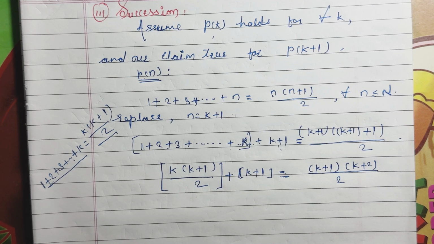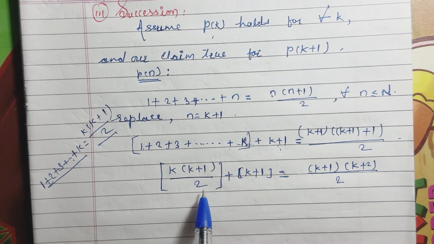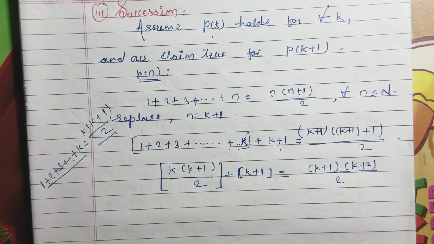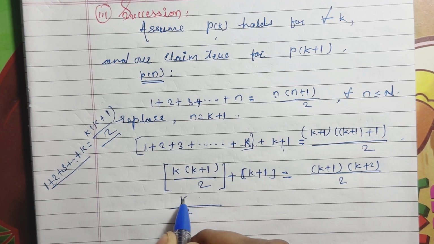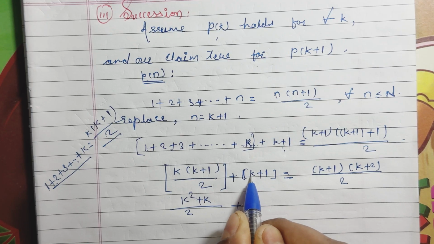This is our statement. Now our task is to show that the left hand side and right hand side are both equal, so that we can easily conclude our succession holds for all values of k plus 1. Now it has denominator 2, so make it denominator 2 here, so that we can take denominator 2 common. So 2 numerator here, k square plus k plus multiply 2 divide 2.